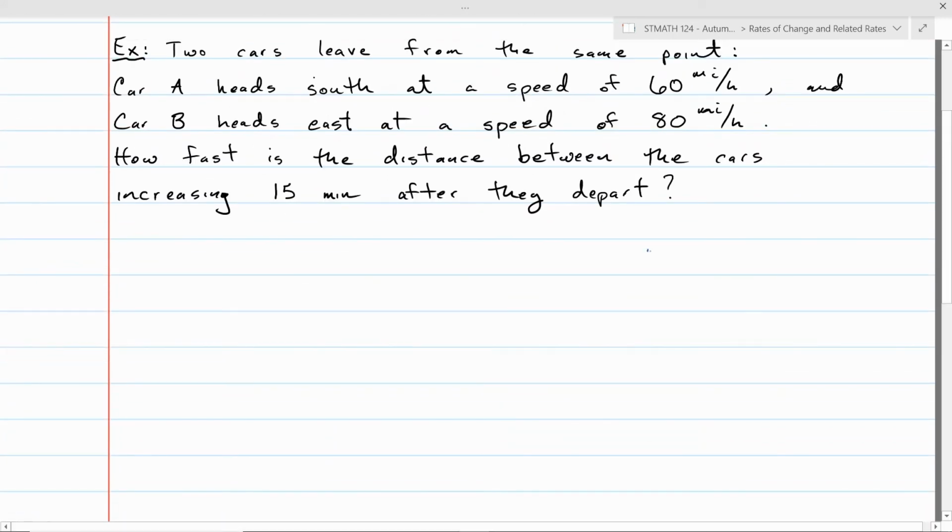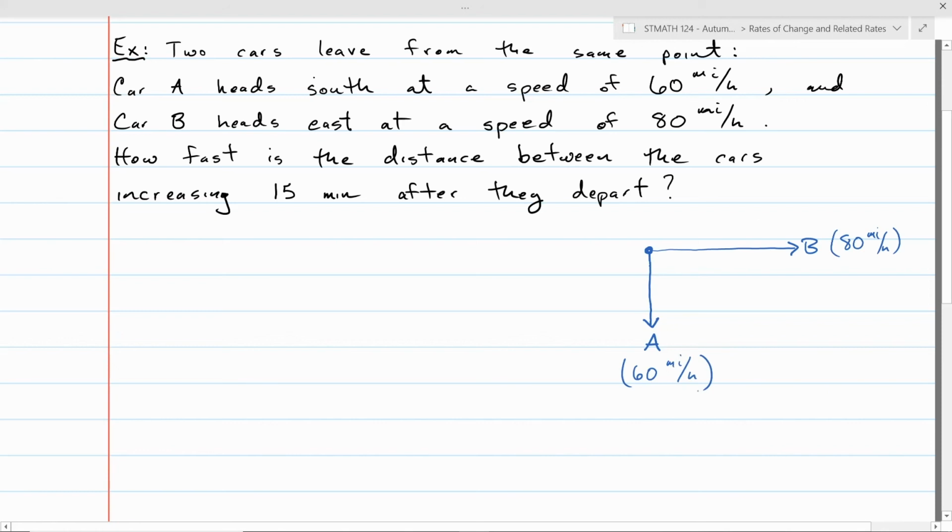So here's the point where they depart, and I have one car that's headed east at 80 miles per hour and one car that's going south. Okay, car B goes east. Car A goes south. And B was going 80 miles per hour. Car A was going 60 miles per hour.